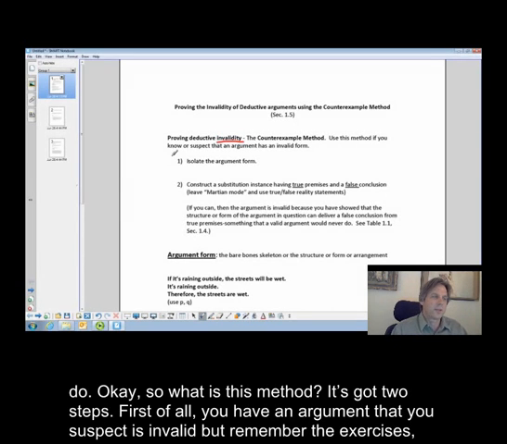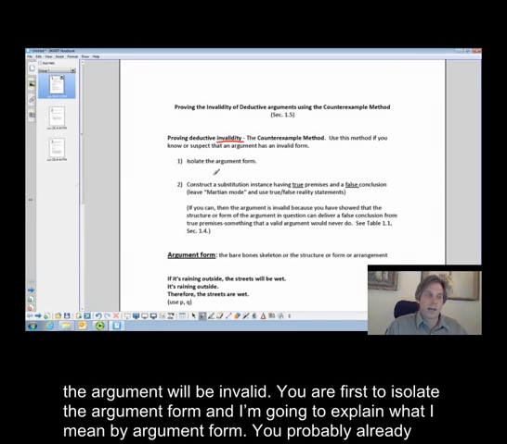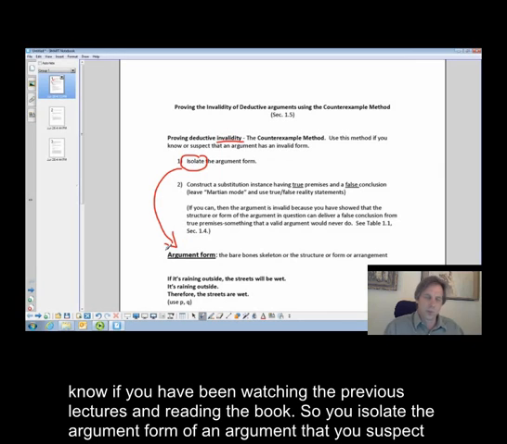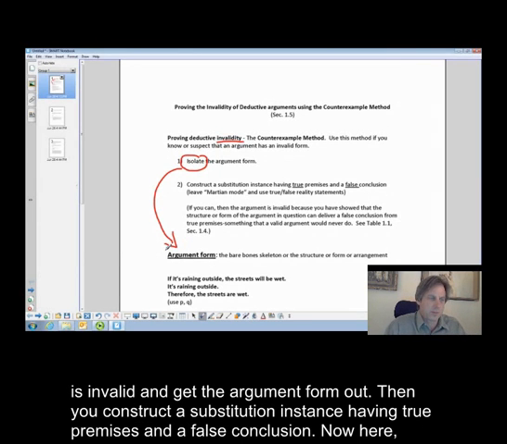Okay, so what is this method? It's got two steps. First of all, you have an argument that you suspect is invalid, but remember, in the exercises the argument will be invalid. You first isolate the argument form, and I'm going to explain what I mean by argument form. You probably already know if you've been watching the previous lectures and reading the book. So you isolate the argument form of an argument that you suspect is invalid. Then you construct a substitution instance having true premises and a false conclusion.